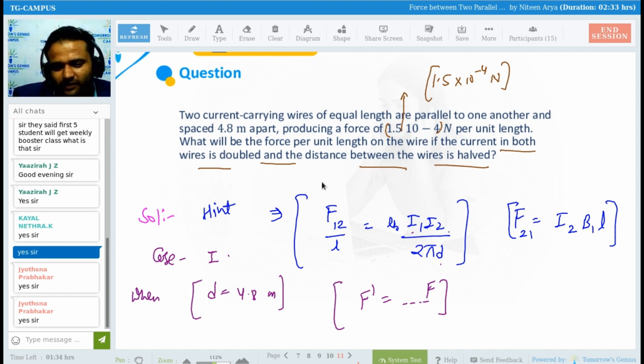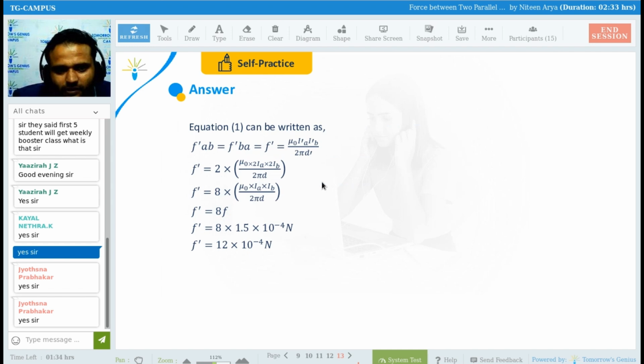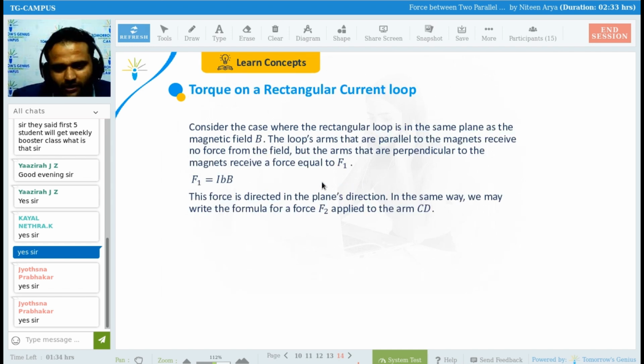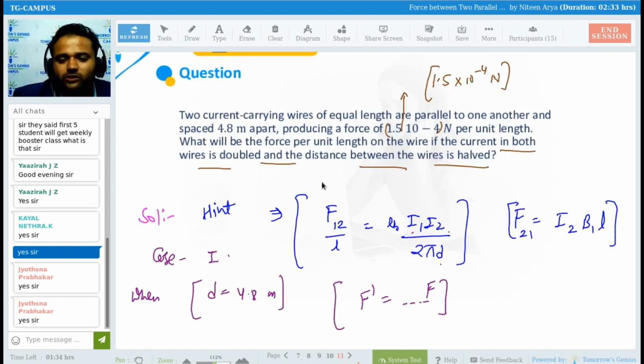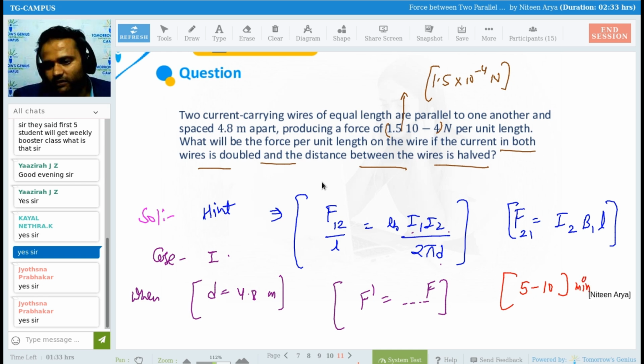Okay, do one thing. After this, we have torque, which is a new learning concept. So take a break and do the question in the break time. And then in one go, we are going to understand the whole concept of torque and everything.